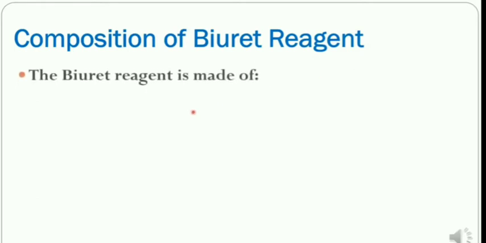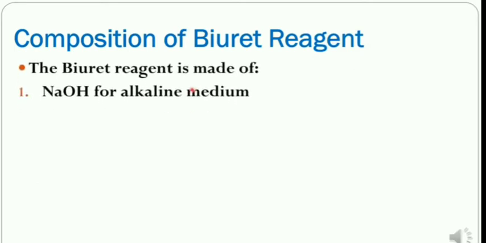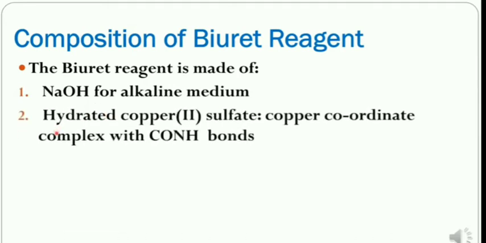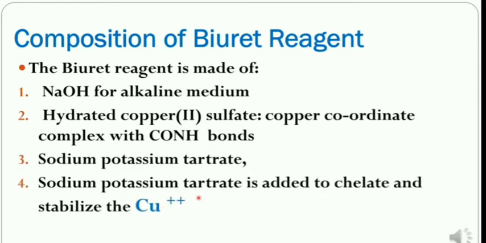What is the composition of Biuret's reagent? It is made up of NaOH, which provides the alkaline medium. It also has copper sulfate, which gives the cupric ions to bond with the CONH bonds, and it has sodium potassium tartrate, which is added to chelate and stabilize the cupric ions so that the complex formed is stable.